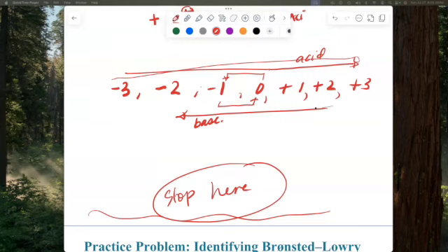Okay, guys, this is it. So this is the end of chapter 17, sorry, chapter 16, part 1, okay?